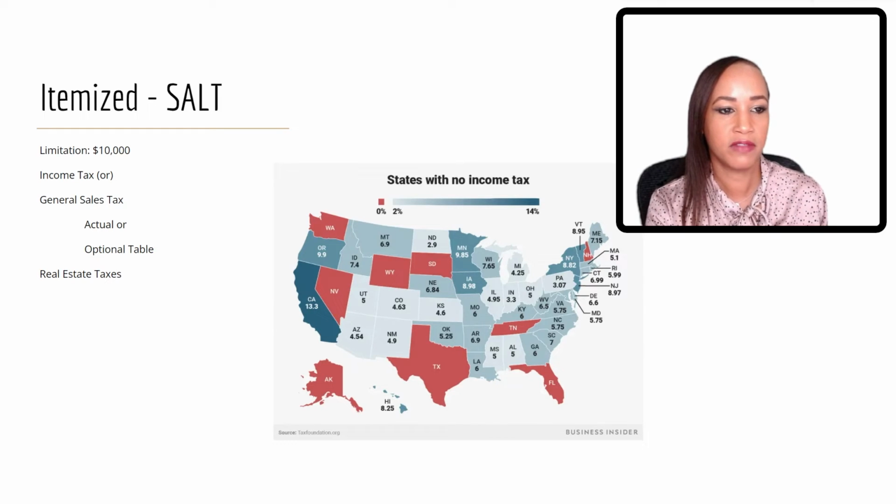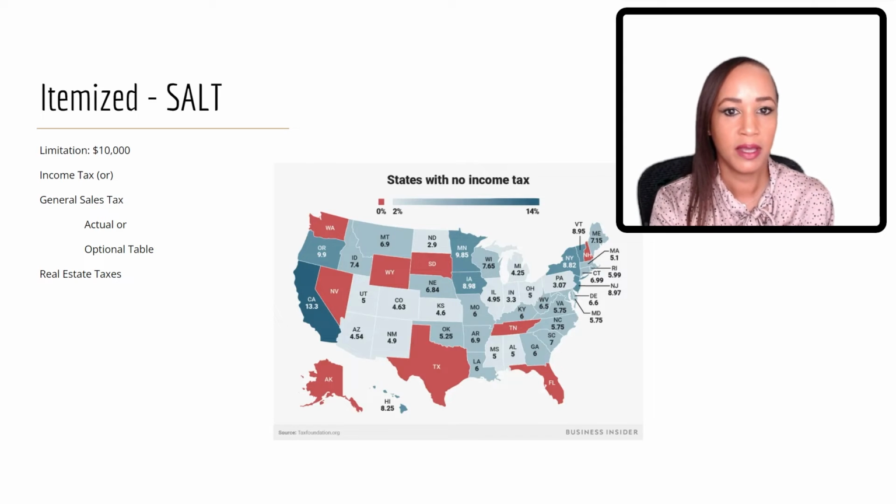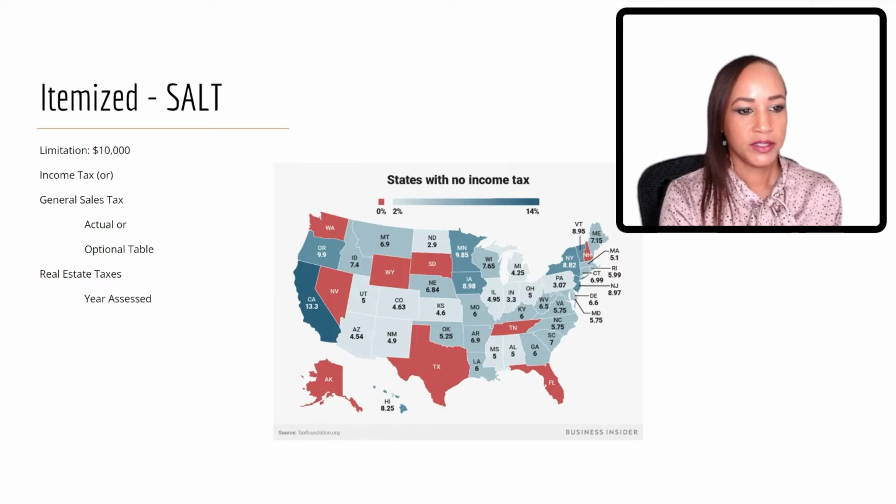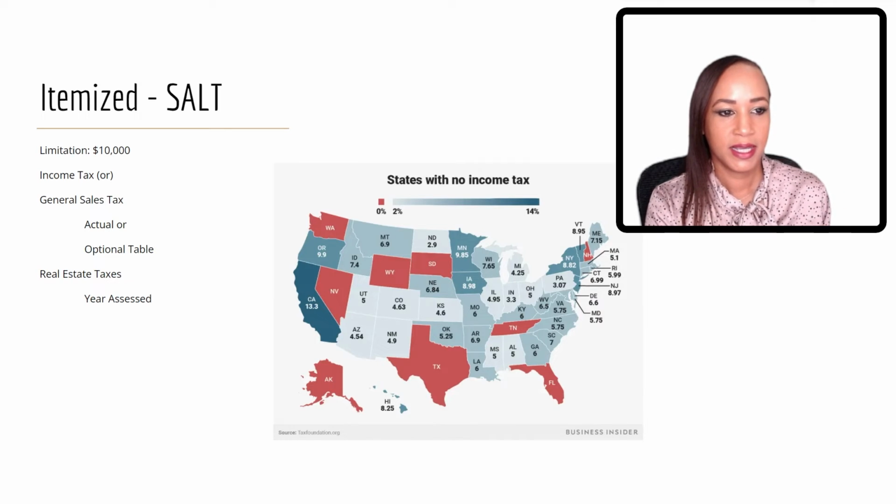You can take the higher of the two. Real estate taxes will be deductible in state and local taxes. So this is your yearly assessed real estate taxes. The taxes that you are going to be able to deduct are the taxes that you paid in the year.